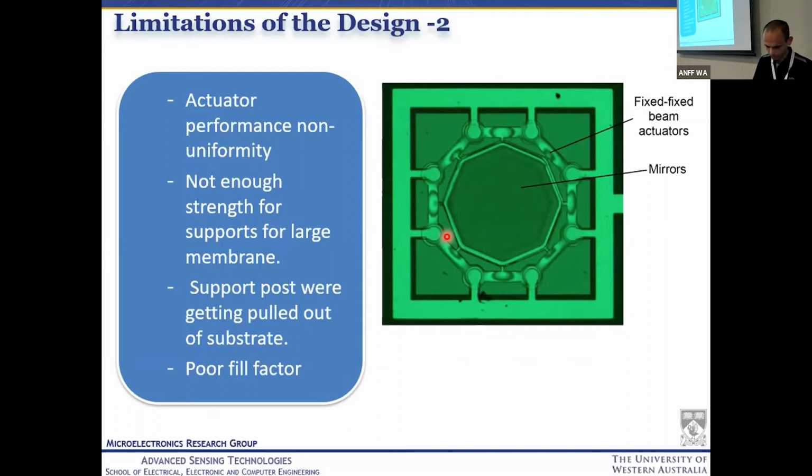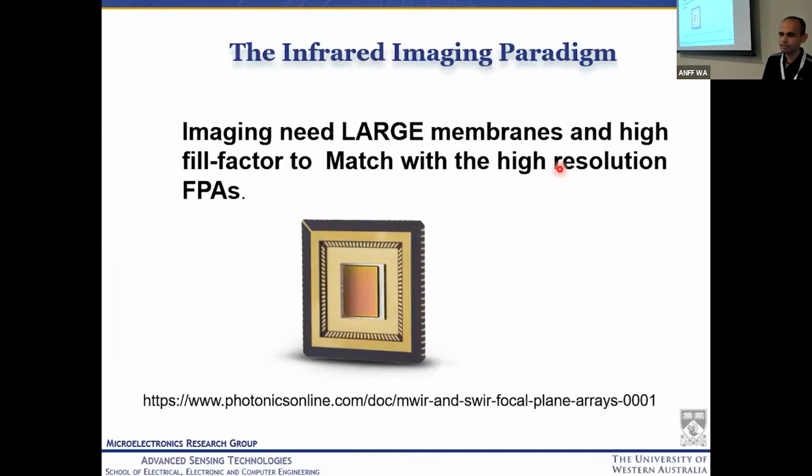So it was leading to the failure of the devices. And we also found that in these devices, there is a lot of area which is not optically active. As you can see, only the mirror, which is hexagonal, possibly, that is optically active, but the rest of the area is not optically active. So here, in parallel to the development which we were doing in the MEMS, the focal plane array community were coming with the newer developments.